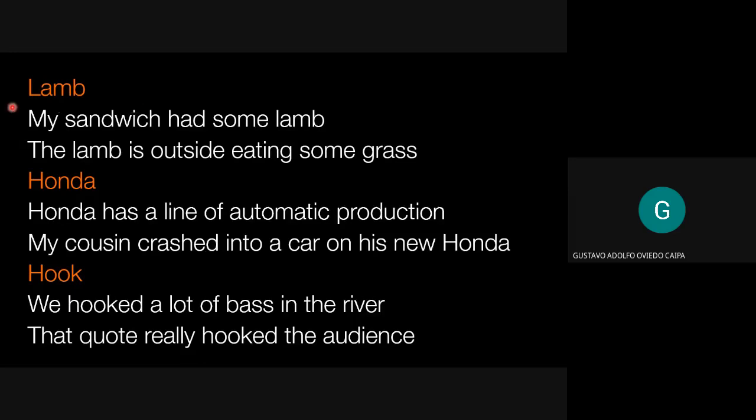So for example, in the sentences that we have here, the meanings of the words in question are very similar. In this one, I am analyzing the word lamb and lamb here. So if I say my sandwich had some lamb and the lamb is outside eating some grass, I have two distinct senses of the word lamb. In the first one, it is the meat from the lamb. And in this one, it is the animal, right? So even though those two things are not exactly the same, because it's not the same to talk about the meat of the animal and the actual animal, those meanings are so related that we say that they belong to the same lexeme.